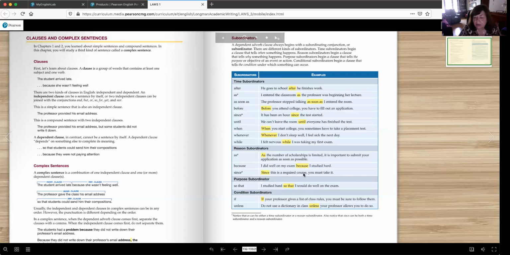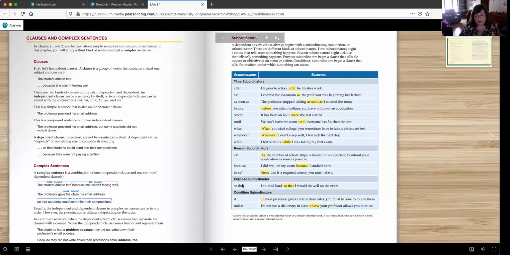Look at the next one, since. Since this is a required course, you must take it. Why must you take it? Since it is a required course. And even here, you could substitute the word because. Because this is a required course, you must take it. So since and as, when used to tell why, when used as reason subordinators, can usually, most of the time, I should say, if not all the time. I'm always afraid to say always with the English language because we have so many exceptions to the rule. But usually you can substitute the word because. They mean the same thing.